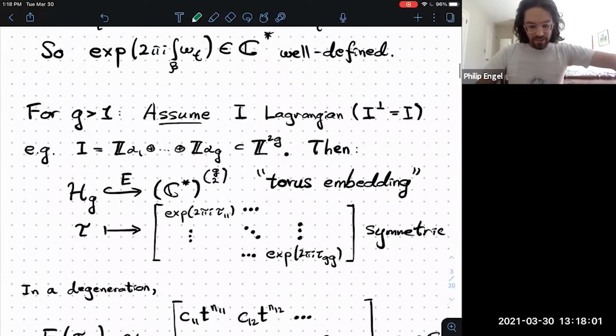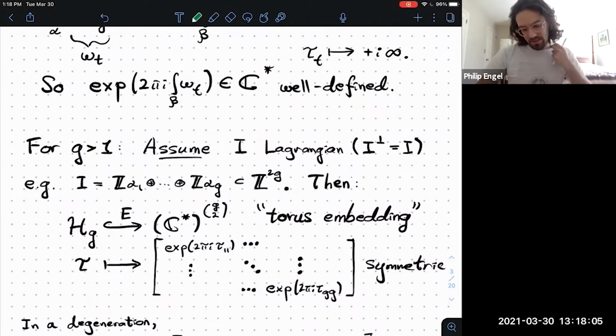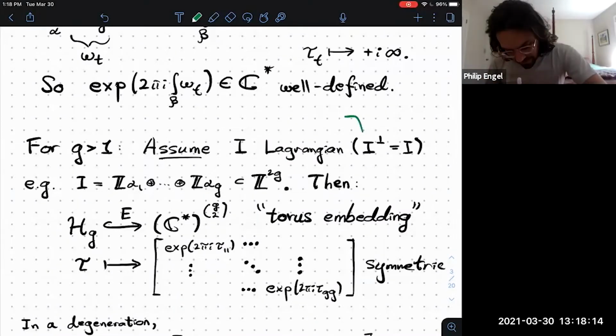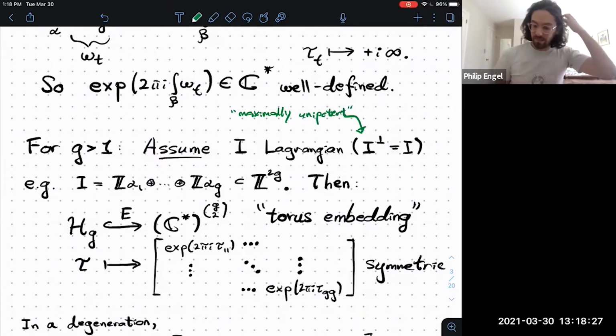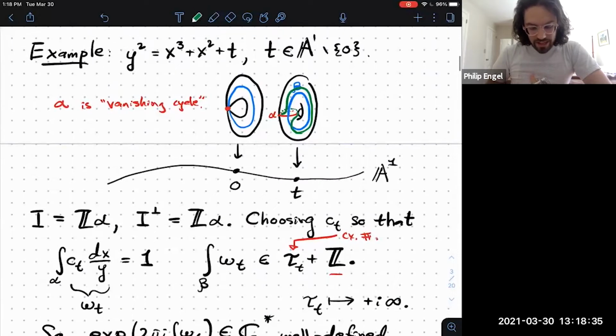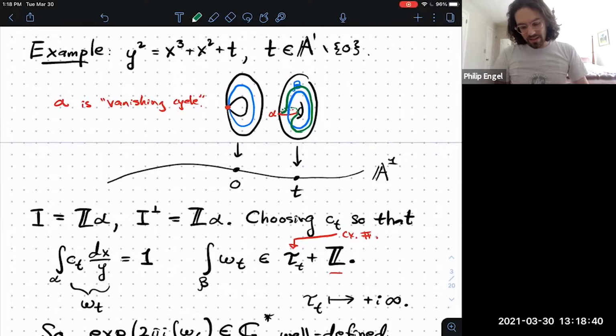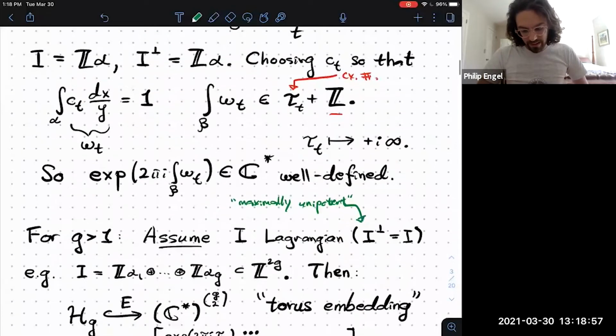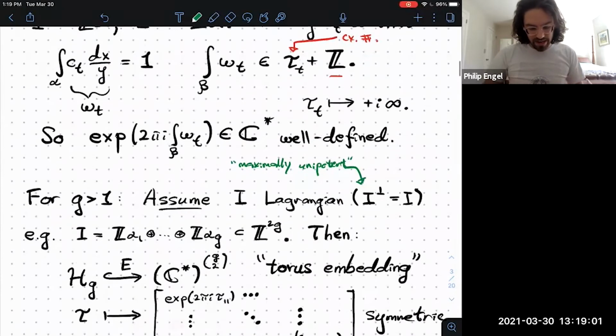I'm going to assume that this distinguished subspace I that I mentioned, where periods against I perp remain finite, is Lagrangian. In particular, that I perp is equal to I. This is called a maximally unipotent degeneration. Intuitively, if we have a genus G curve and we're considering the Jacobians, we can pinch up to G disjoint cycles, but we can't simultaneously pinch more than G disjoint cycles. I'm going to assume that there are in fact a full G cycles being pinched. And that same notion makes sense for abelian varieties in general.